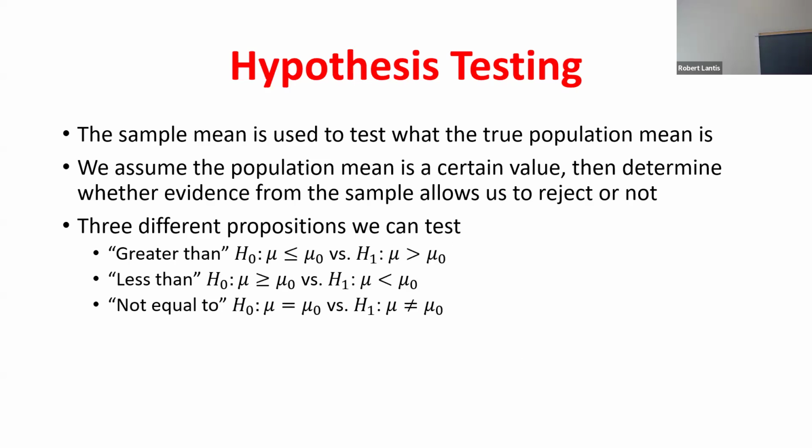Or up here, we can have 2 different types of tests, which we call right and left tail tests. Maybe I assume that the true mean is less than or equal to a certain value, in which case the opposite of that would be I assume that the true mean is greater than that value.